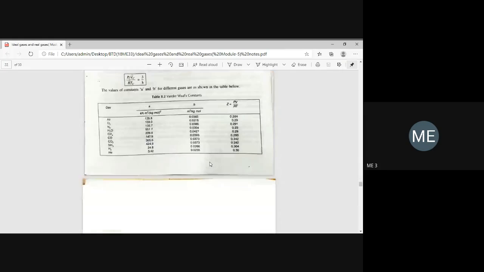R is the general gas constant. So we have two types of gas constant: one is the general gas constant and the other one is the universal gas constant. The relationship between the general gas constant and the universal gas constant is given by R = R bar divided by M. So directly we'll go to the numerical problems on real gases.